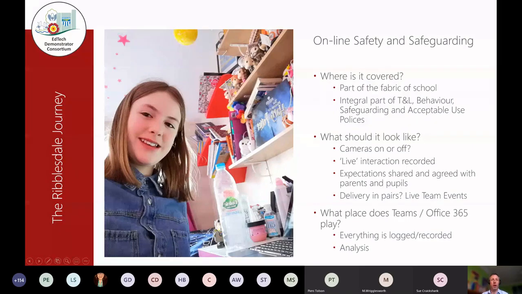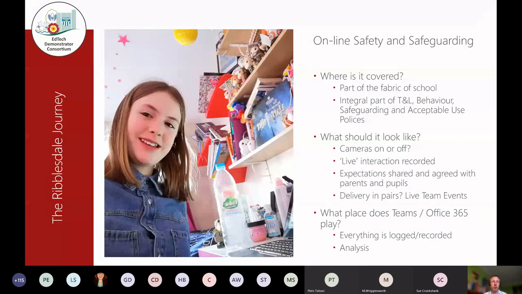So this is probably, in terms of the questions we're most asked, about online safety and safeguarding, and how do we do it, and what are the best ways to do it. The first thing I want to cover is, where is it covered? Where is it documented? I think it's got to be a part of the fabric of the school. It needs to be an integral part of your teaching and learning, behaviour, safeguarding and acceptable use policies.